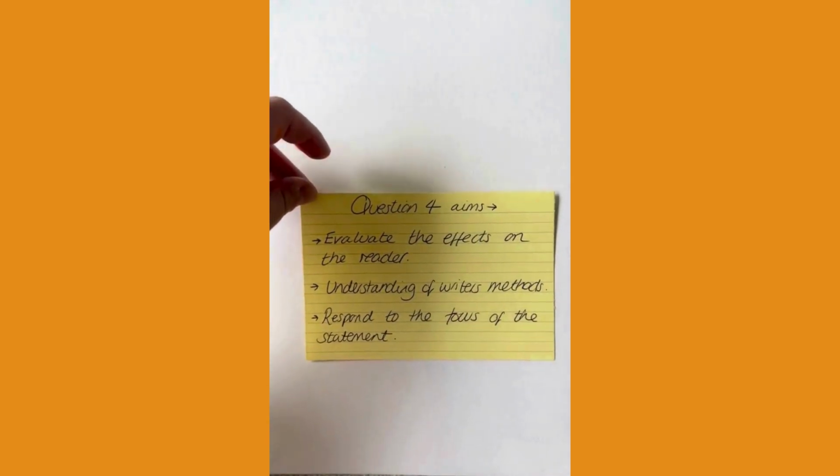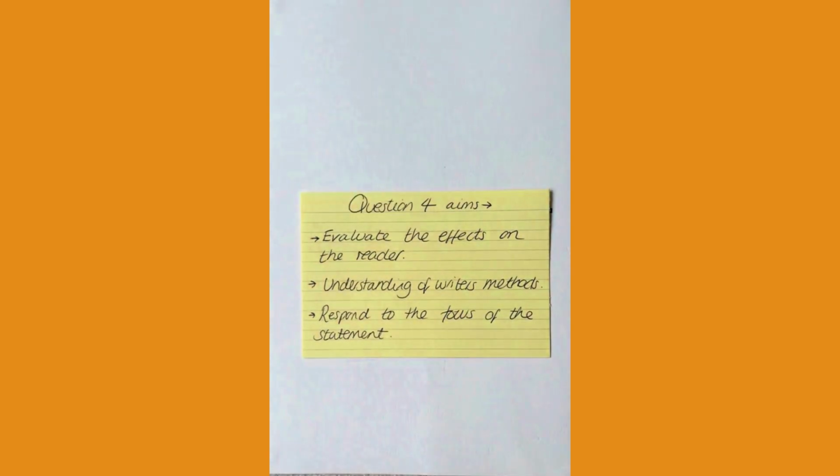To begin, we're going to revisit the aims of Question 4. You may be familiar with these already, but we're just going to go through them for the purposes of the video. We need to show the examiner that we have these skills. We need to show that we can evaluate the effects of whatever the writer has used on the reader. Really importantly, we remember it's about the effects.